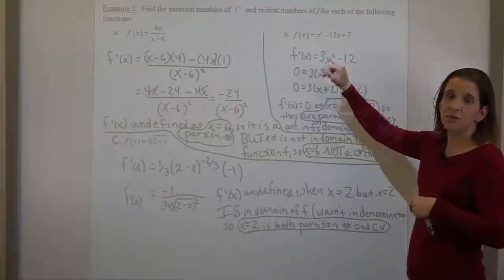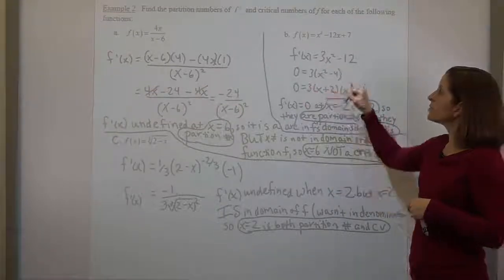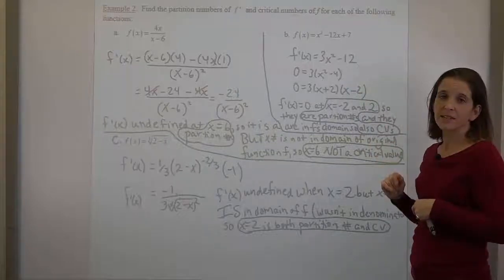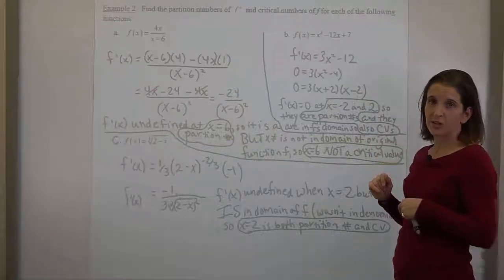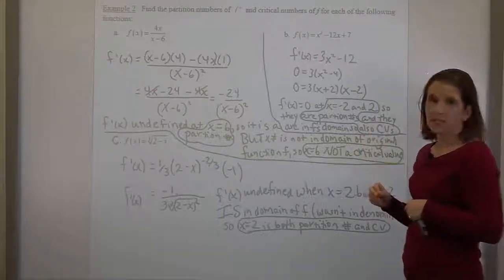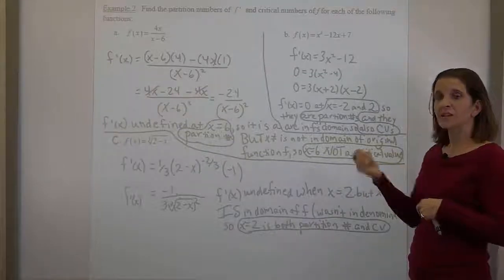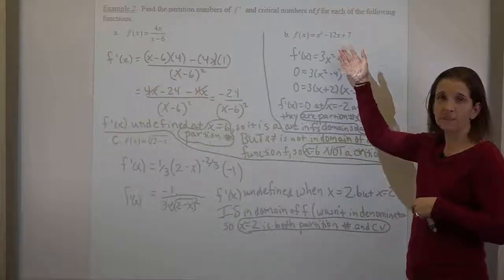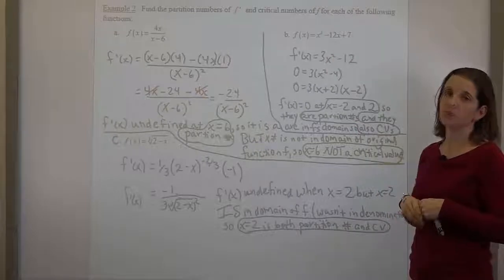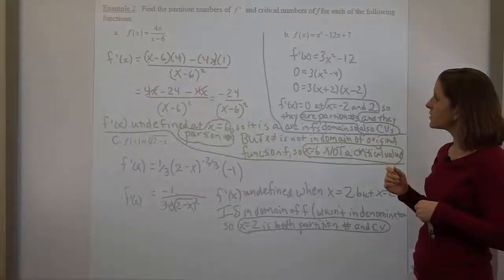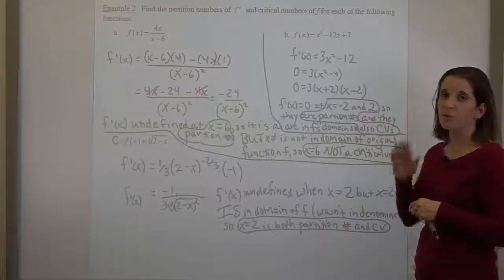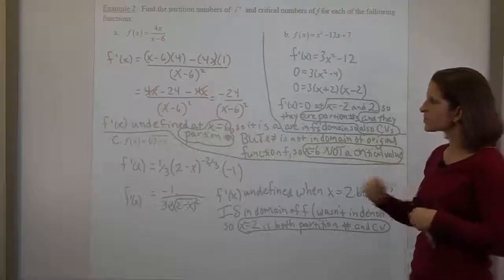So then we're just looking for places where that derivative equals 0. We factor and solve and see that that's x equals 2 and negative 2. So we have found partition numbers of the derivative. Then we check, is that in the domain of the original function? Yes, it is. So they are also critical numbers of the original function f. So x equals negative 2 and 2 are both partition numbers and critical numbers.